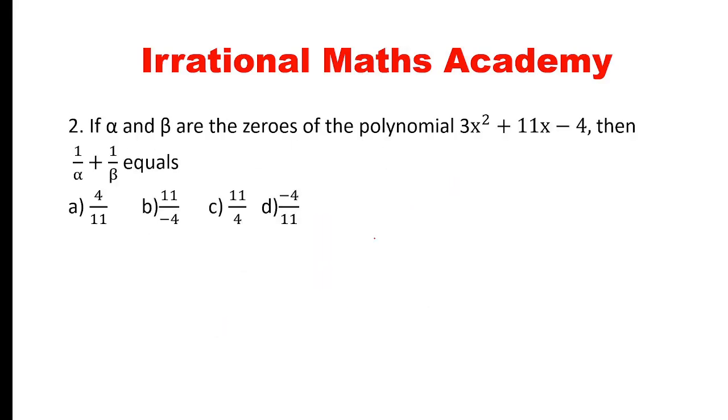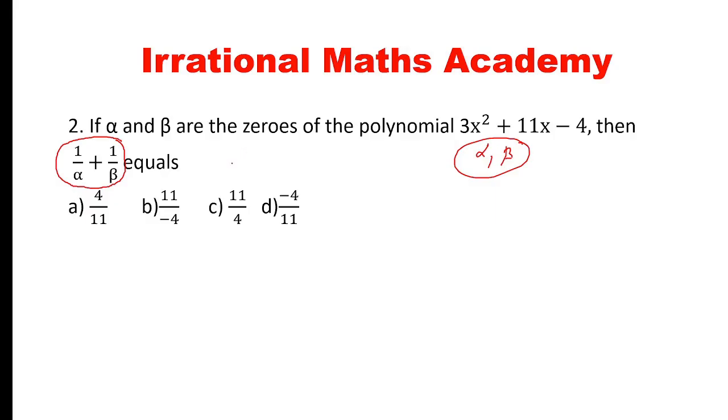Next. If alpha and beta are the zeros of the polynomial 3x square plus 11x minus 4, then 1 by alpha plus 1 by beta value they are asking. So first what we'll do is, we'll simplify this part. See, this you can solve by two ways. One, by solving this, you'll get alpha value and beta value, and substitute in this formula. That is one way. The other way is, from this quadratic polynomial, we know sum of the zeros and product of the zeros.